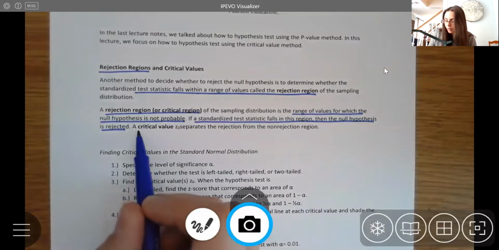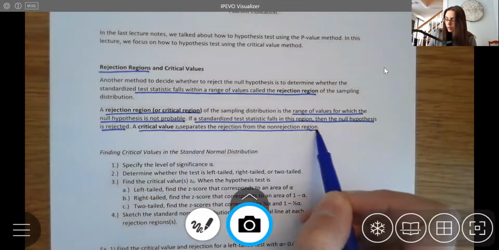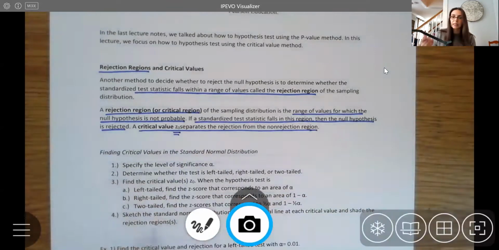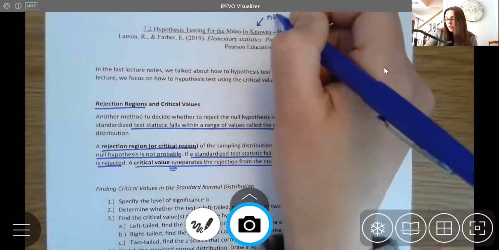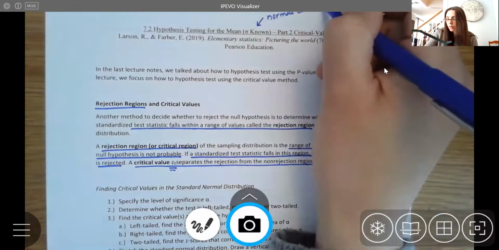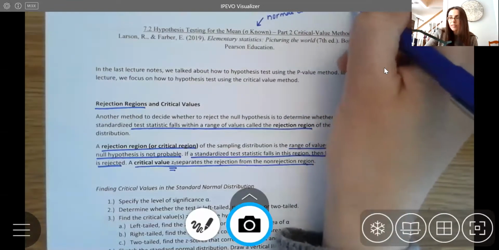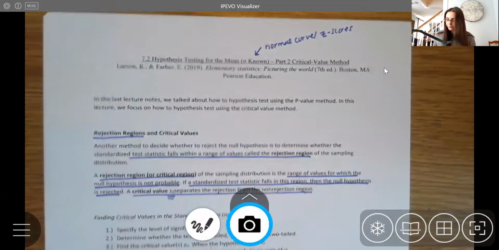So a critical value separates the rejection region from the non-rejection region. Again, we're using z values here because we're still in this section where sigma is known. When sigma is known, we're looking at that normal distribution, that normal curve, so you're looking at z-scores or z values. That tends to be our focus here. It's the same idea that it was in chapter 6 with confidence intervals.